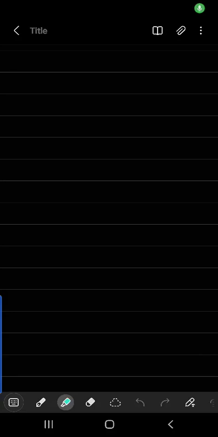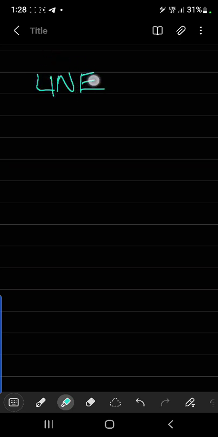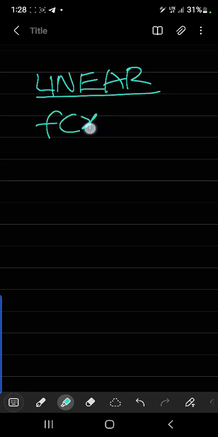Next thing, let's go to linear polynomial. The general format of a linear polynomial is f of s equals as plus b. That's the general format of a linear polynomial.